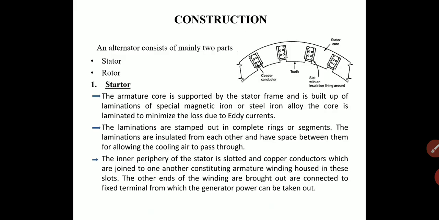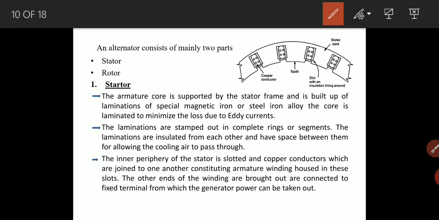Next we see the construction. Like any other rotating machine, an alternator consists of two main parts: stator and rotor. So let us first discuss what the stator is. This diagram represents the stator part. The armature core is supported by the stator frame.